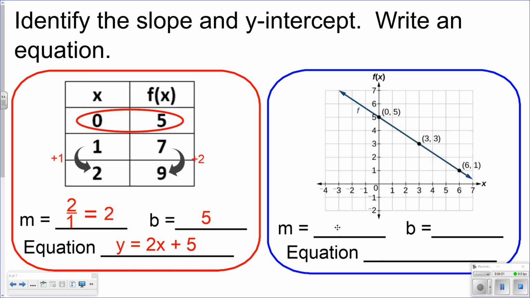From a graph, we find the slope by going from one point to the next. This one's going down 2, right 3, so it's negative 2/3. Our intercept is where it crosses the y, so it's 5. So our equation is y equals negative 2/3 x plus 5.